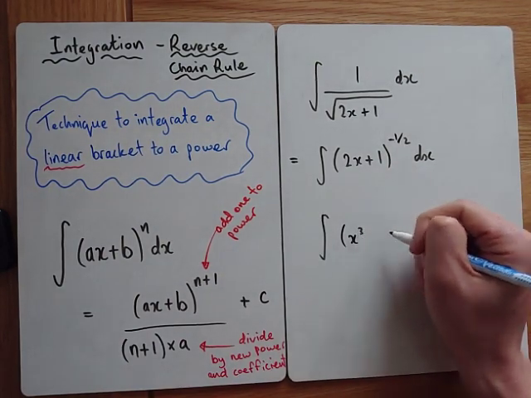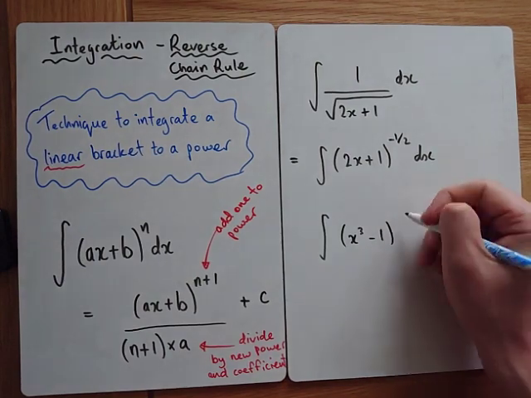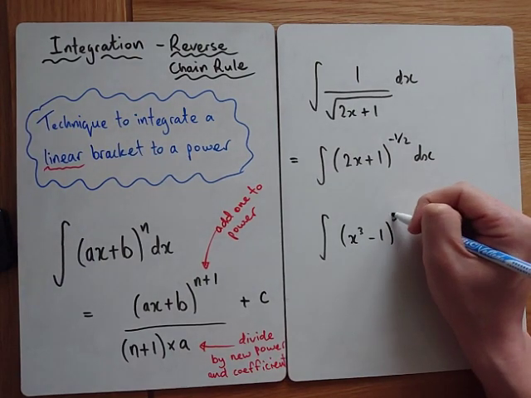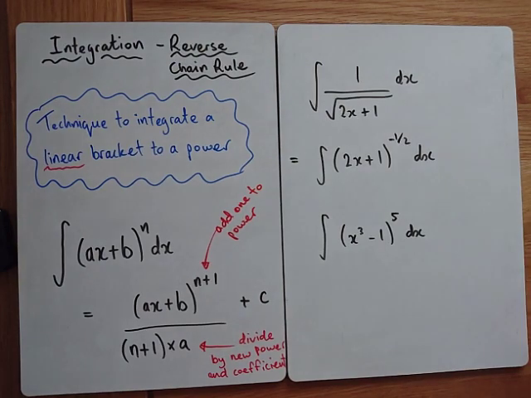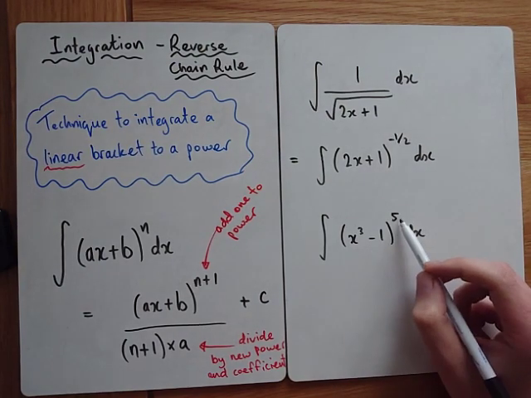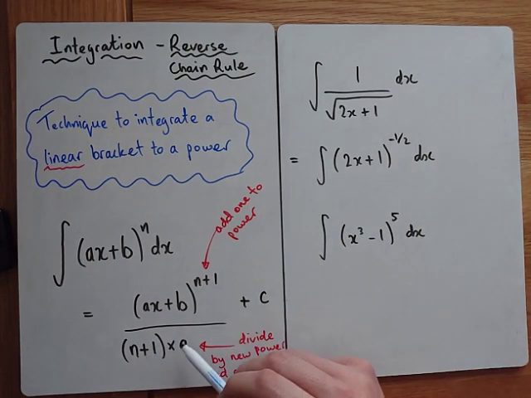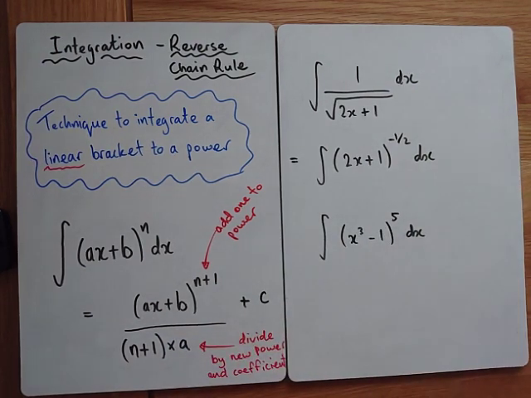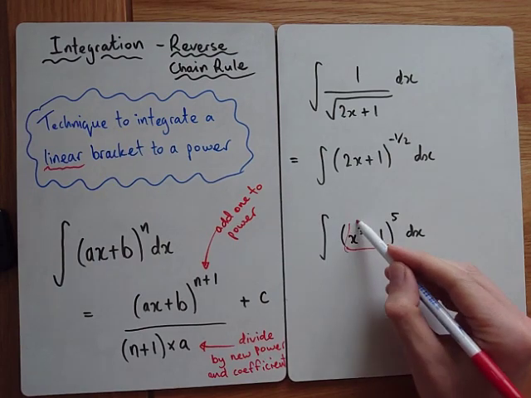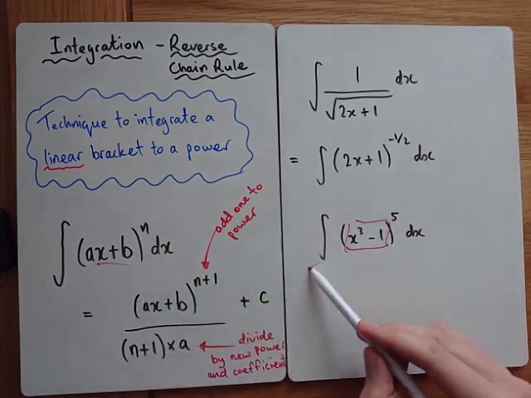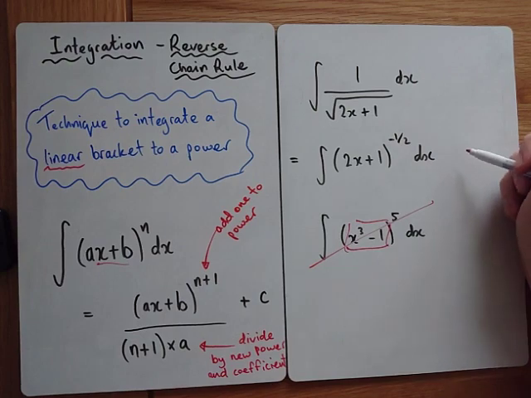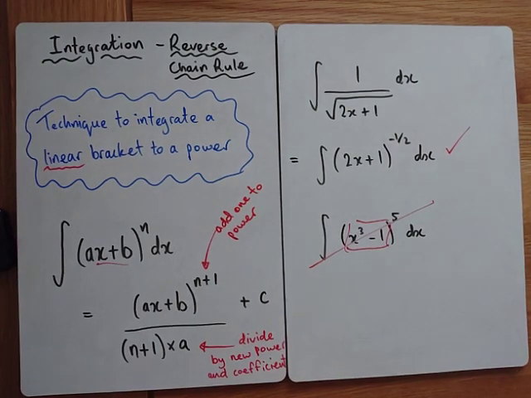What about if I said integrate x cubed minus 1 to the power 5? Now what you might think is, oh, I've got a bracket to a power, so I'll add 1 to my power, I'll divide by my new power, and I'll divide by maybe 3x squared because it's the derivative, but please don't do that. That is not a linear function. So you do not use the shortcut on this one. Do not even try to integrate this using the shortcut.